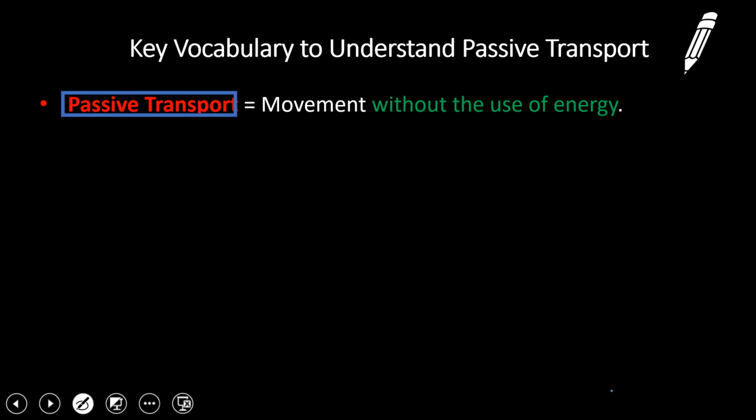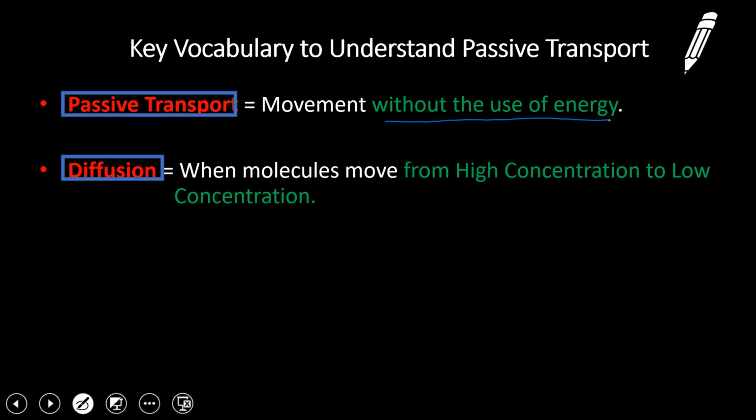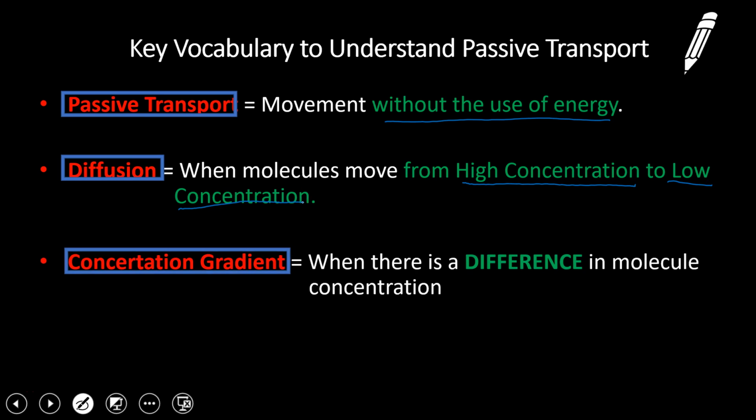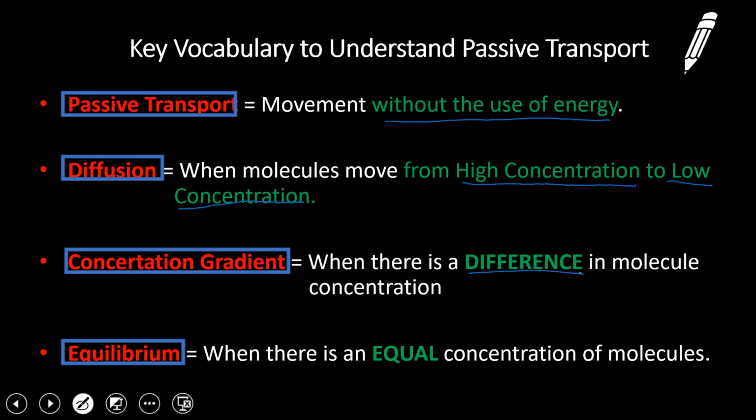First is passive cell transport, or passive transport. This is the movement without energy. Next, we have diffusion. Diffusion is when molecules move from a high concentration to a low concentration. Okay? Diffusion moves from high to low. A concentration gradient is when there is a difference in molecule concentration. When there is a difference. And lastly, equilibrium is when there's an equal amount of molecules being concentrated.